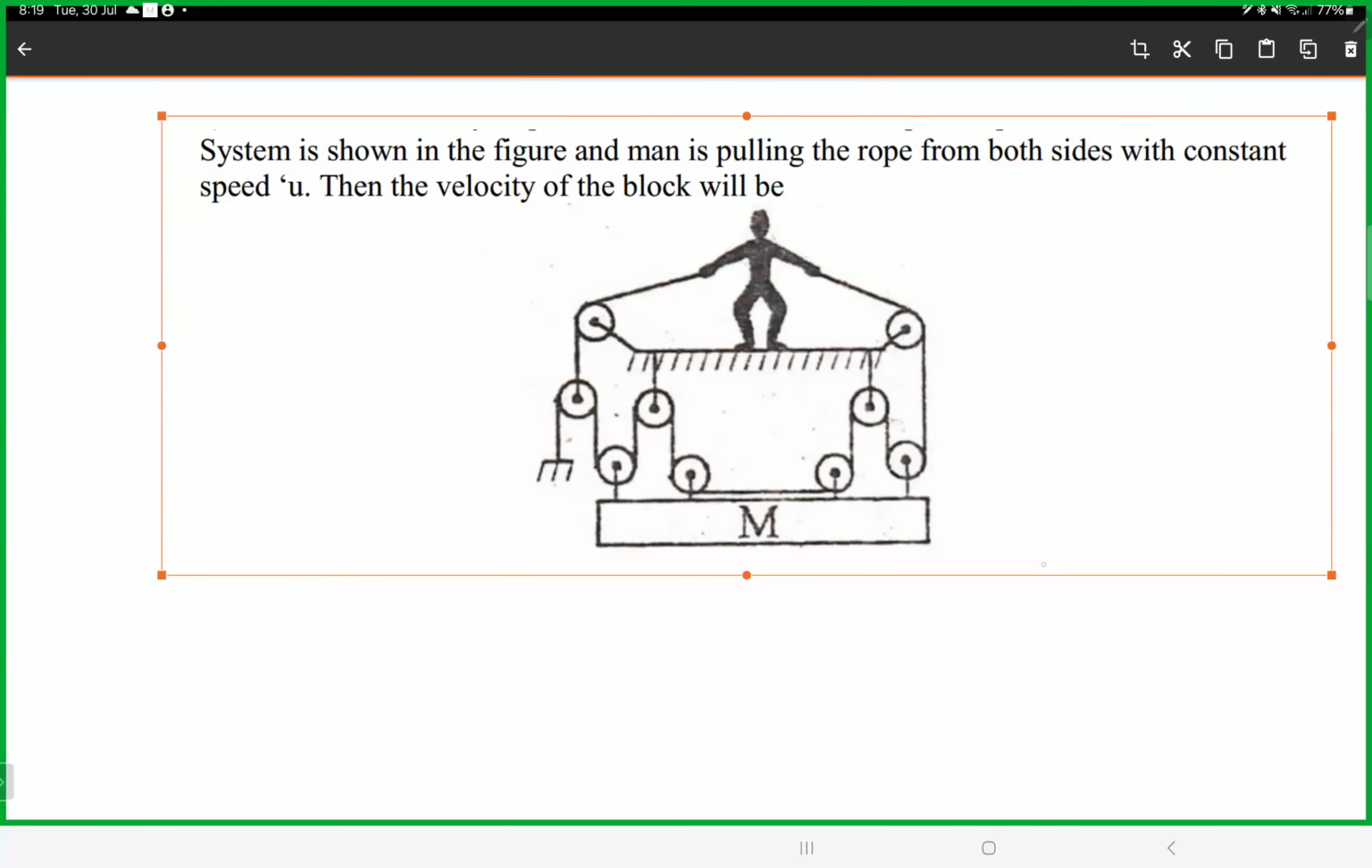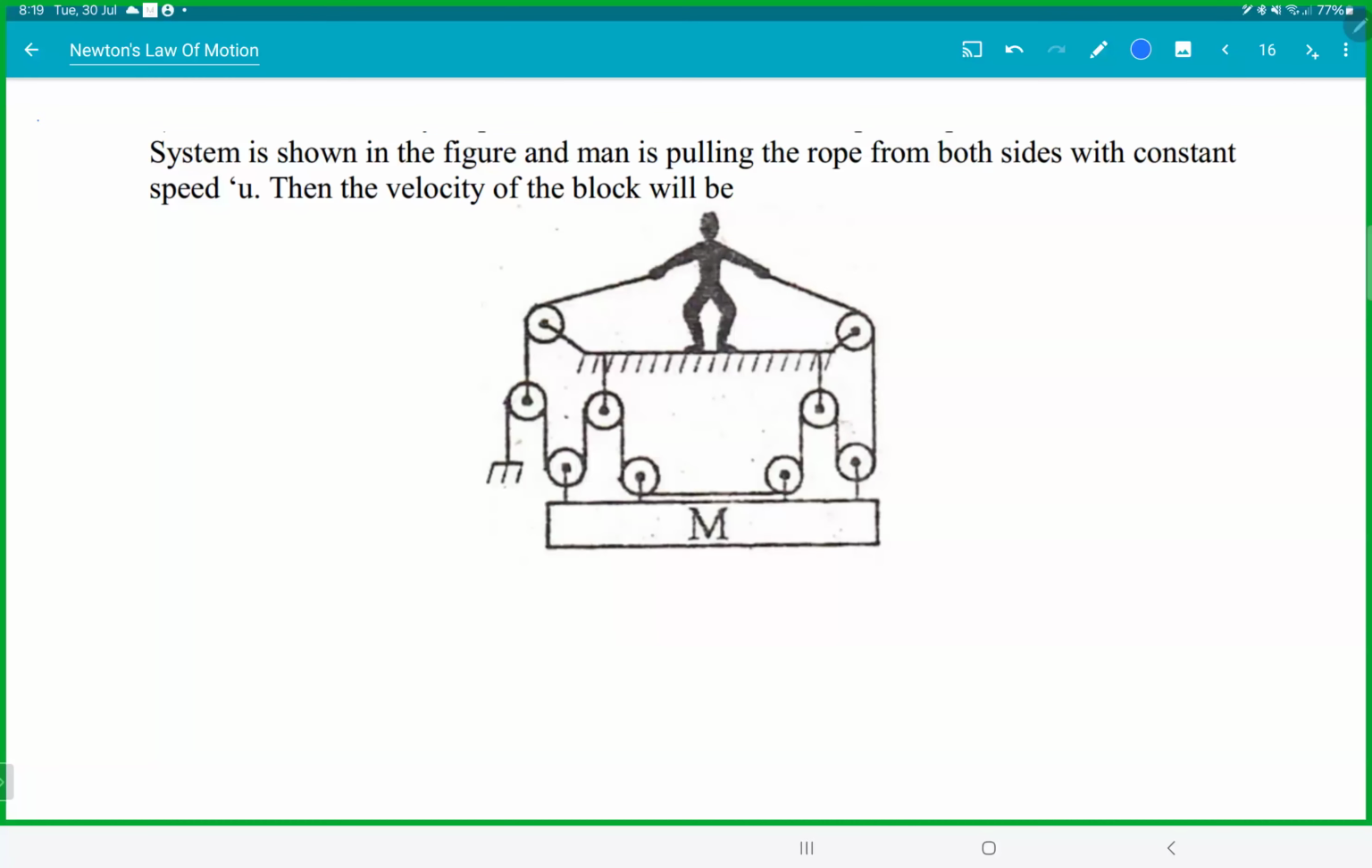There we have. Ta-da. So we have a man here who is pulling the two ropes. He's pulling this side with speed U, this side with speed U. In this process, this block at the bottom is going up. Find V. You're catching the ropes on both the sides and you're pulling it. So this bigger block at the bottom is rising. If he's pulling both the ropes with speed U from both the sides, with what speed is the lower block lifting up?